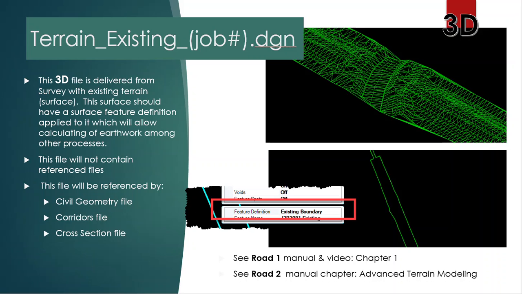This file will not contain reference files. It'll be a standalone 3D file, and this file will be referenced by many files, mainly the civil geometry file, the corridors, cross sections. You can find a lot of information in the Road 1 manual. We have a video out there as well, Chapter 1. And in the Road 2 manual, there's a chapter called Advanced Terrain Modeling. It covers a lot of stuff, especially when it comes to creating your surface for your electronic deliverables. So that's the terrain existing.